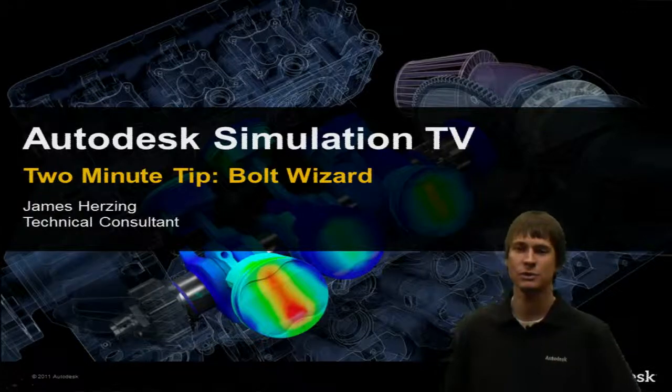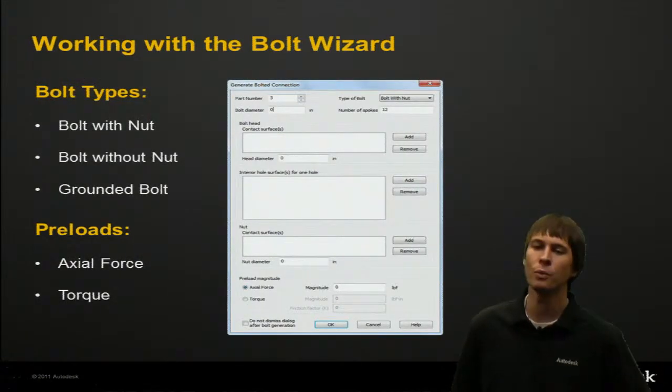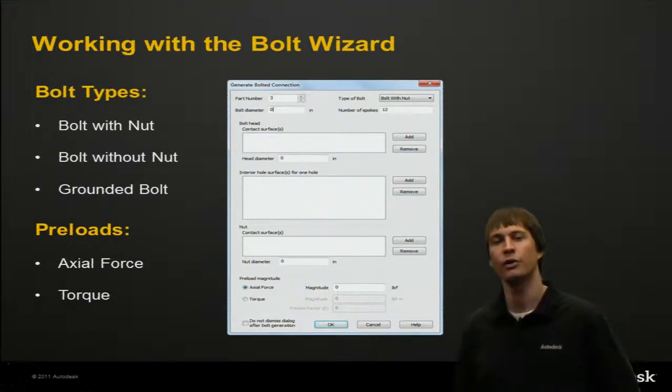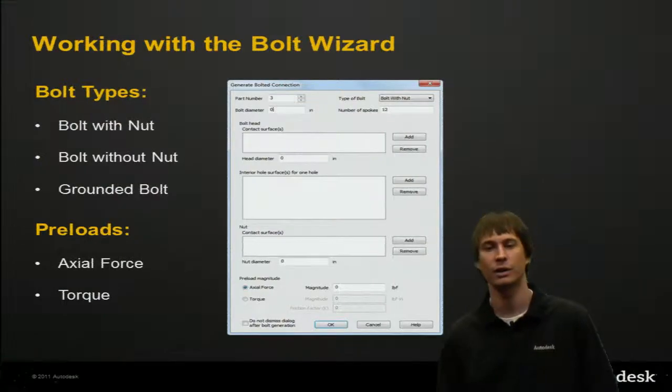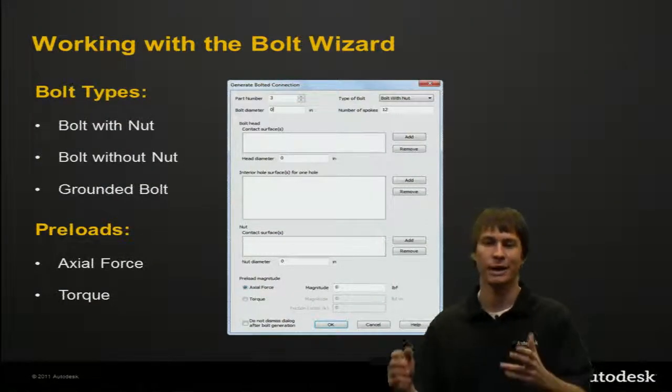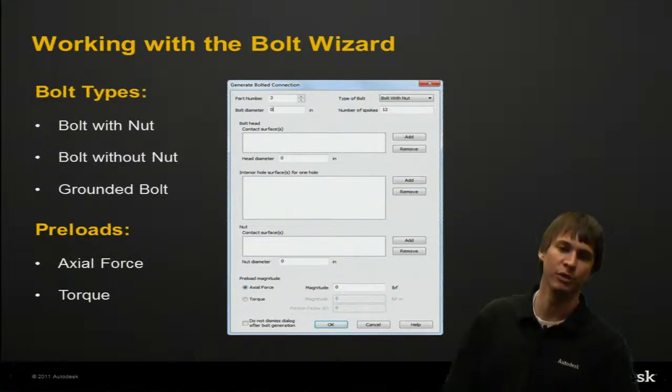My name is James Herzing and we're going to be looking at the Bolt Wizard. When we open the Bolt Wizard, we're going to see that there are three main types that we can work with: a bolt with a nut, a bolt without a nut, or a grounded bolt, in the case where you have a bolt going into cement or some other object that's not going to move.